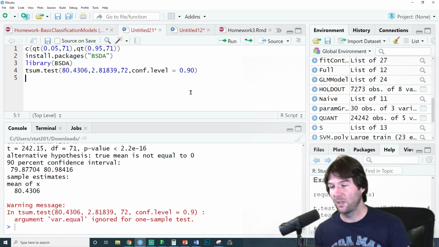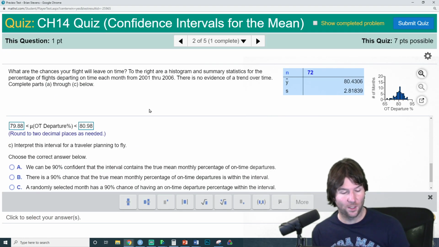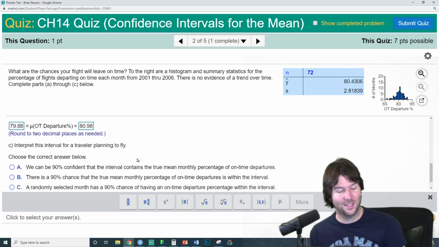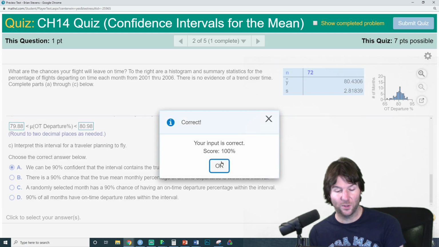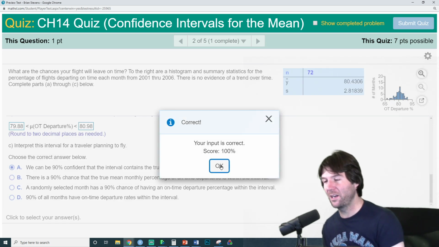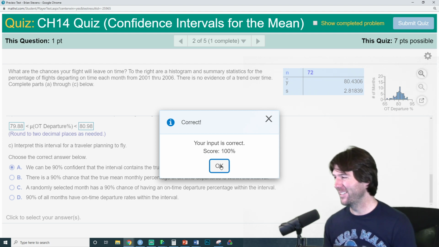And as long as we've been entering in numbers the right way, then we have confirmed that this is the right answer. Connor, nice work. Let's make sure we don't click a wrong answer like I did last time. We can be 90% confident, this sounds about right, that the interval contains the true mean monthly percentage of on-time departures. We're going to cross our fingers. We're going to hit enter. Of course, we got 100. Boom, we got it. Woo, I'm always scared, but you never know.